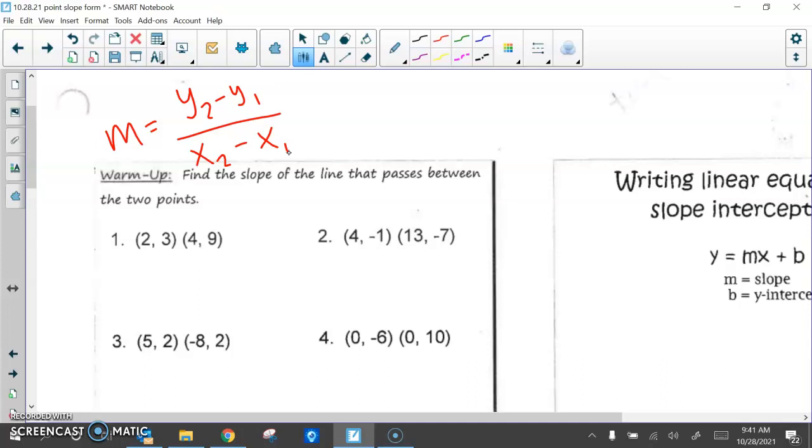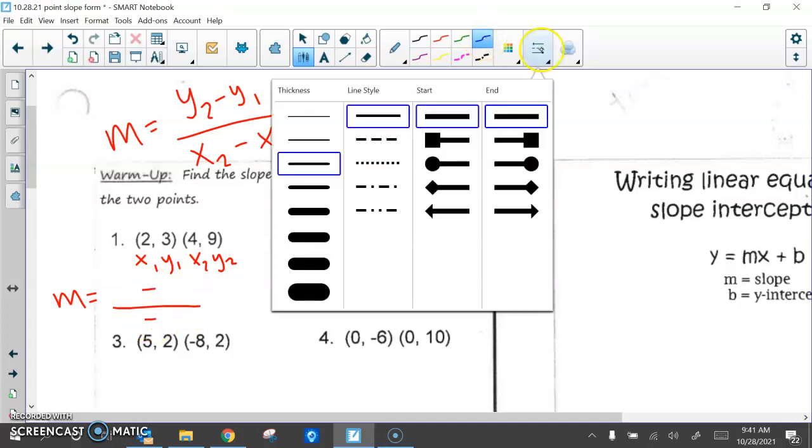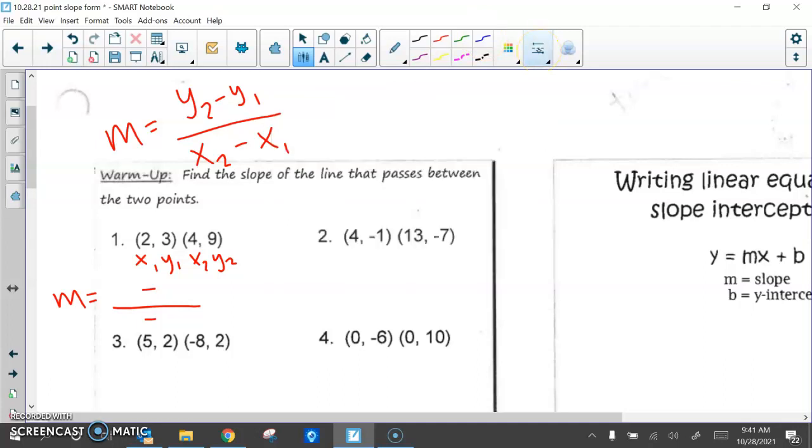So the first thing you have to do, so let's do number 1 first, is label x1, y1, x2, y2. And then we're going to plug into the formula. So the slope equals, remember you always have your minus signs. So y2 comes first, so 9 minus 3 and 4 minus 2. So that's going to be 6 over 2, which is going to equal 3.